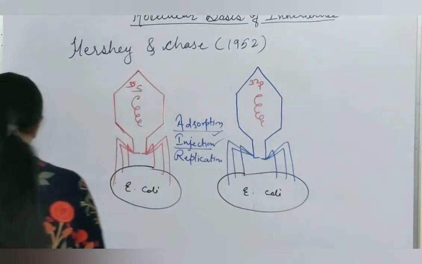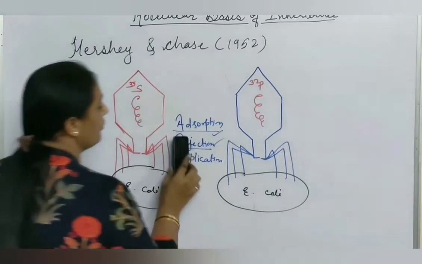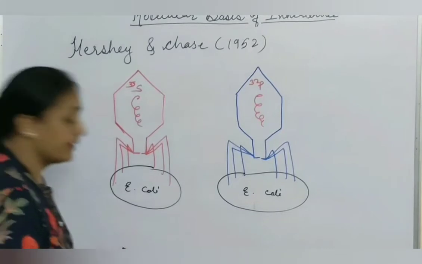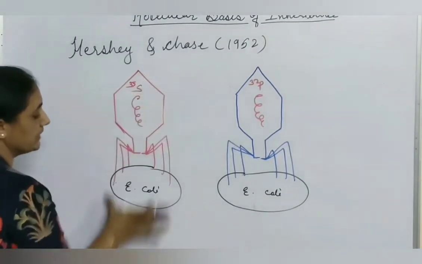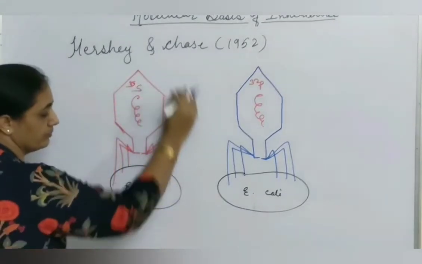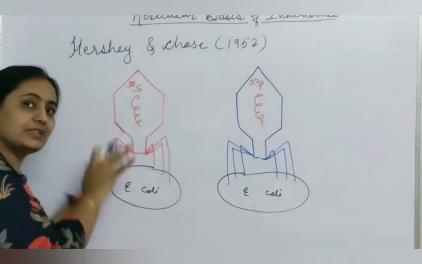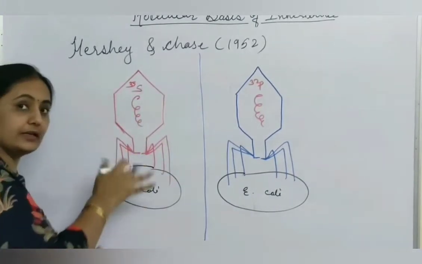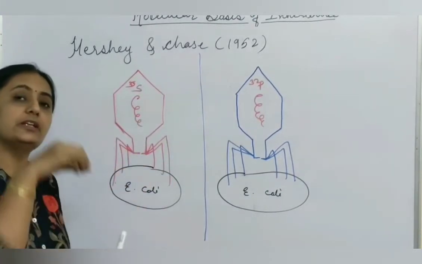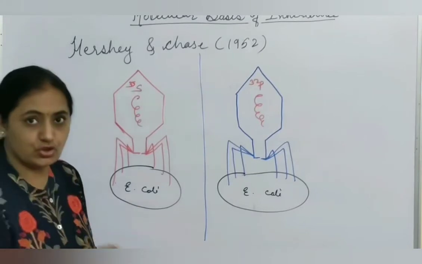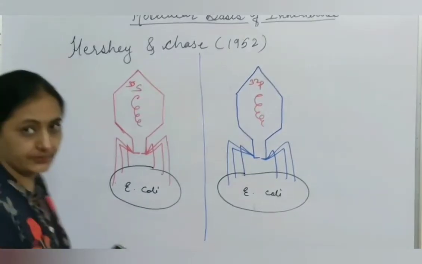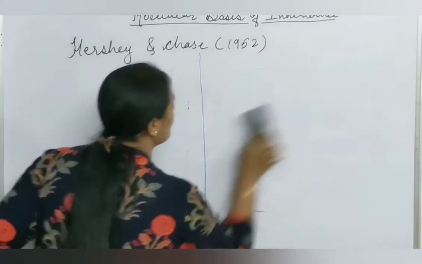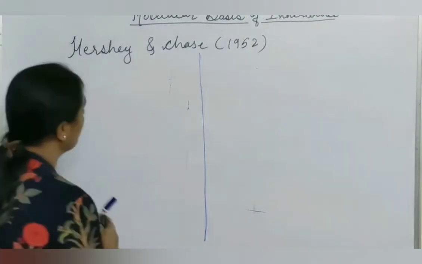So once E. coli gets infected by the bacteriophage, after that they took this E. coli, whatever number of E. coli and bacteriophage they used in the experiment, then they put this material in a test tube and centrifuge it. When they centrifuge this material, what will be the result?